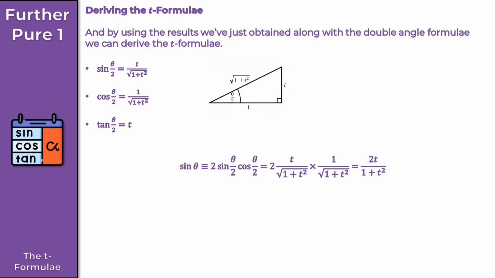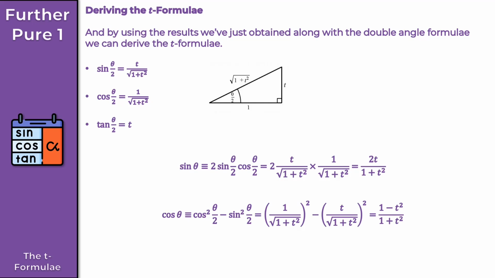Moving on then, as you can see, we now have cos theta. Again, I am using the double angle formulae here. Normally this would be cos of 2 theta, which we write as cos squared theta minus sine squared theta. But again, all I've done here is divided the argument by 2. So now what I've got here is 1 all over the square root of 1 plus t squared. We square that, because this is cos of theta over 2 all squared. We then subtract sine squared of theta over 2.